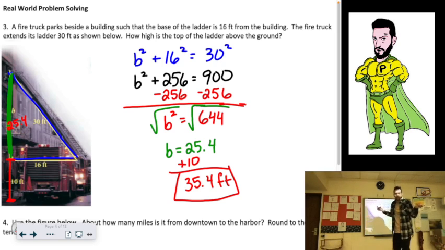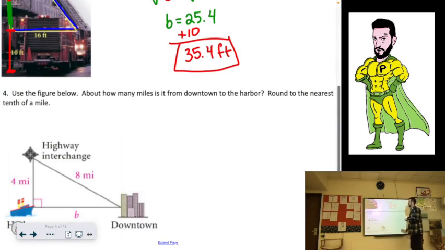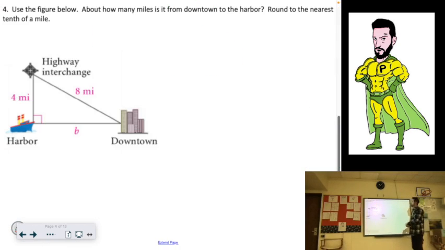All right, okay, we're smart, we can do it. Use the figure below. About how many miles is it from downtown to the harbor? Round to the nearest tenth of a mile. So here's our downtown to the harbor. We're looking for a leg here. So one of our legs is 4, so we can say 4 squared, plus our other leg is b, equals, our hypotenuse in this case is 8.